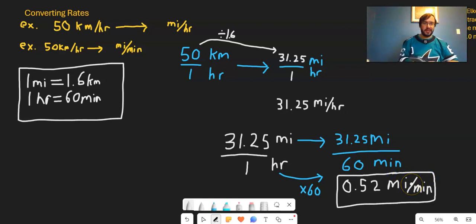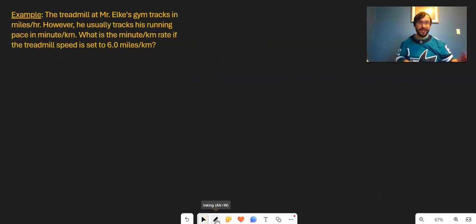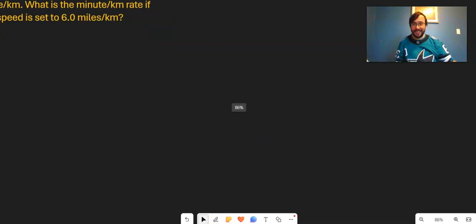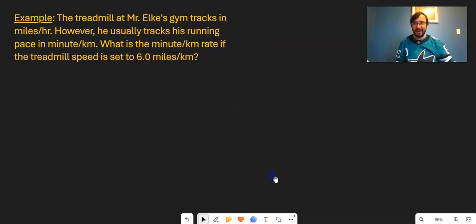And we'd expect to get a small number too. Like, this makes sense. You're going to obviously travel a farther distance in an hour than you're going to travel in a minute. So this number makes sense. This is definitely correct. And as promised, I have a real life example here. Here, let's zoom in a little bit just so we can see that a bit better. So the treadmill at Mr. Elke's gym tracks in miles per hour, okay? However, I usually track my running in minutes per kilometer.